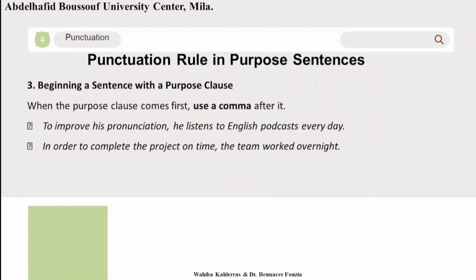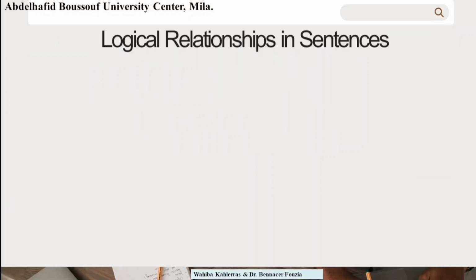The final rule is when we invert the sentences and start with the purpose, which is the subordinate clause, and then the independent clause comes next. So I say, to improve his pronunciation, comma, he listens to English podcasts every day. In order to complete the project on time, the team worked overnight. And here we have to put a comma after the subordinate clause, which is the purpose clause, not sentence.